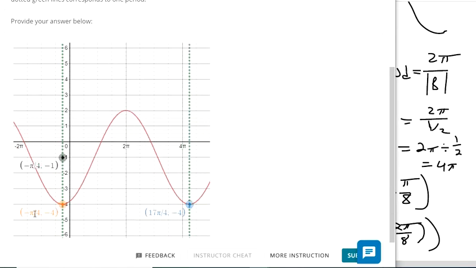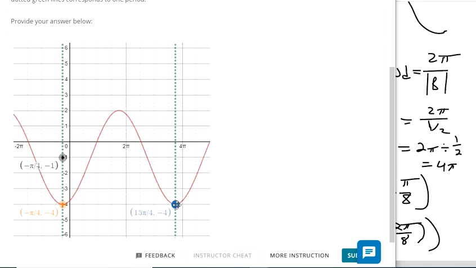But then don't forget, we start at negative pi over 4, so that means we should be a little bit shy of 4 pi. 4 pi is 16 pi over 4 as a fraction, right? And if you do 16 pi over 4 plus this negative pi over 4, you get 15 pi over 4. Now there's a distance of 4 pi between these two.